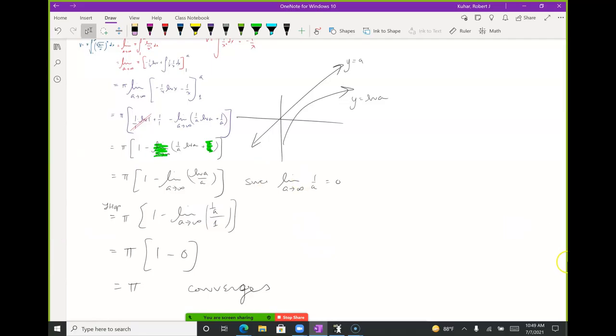Could you do an example of a separable equation? Sure, absolutely.